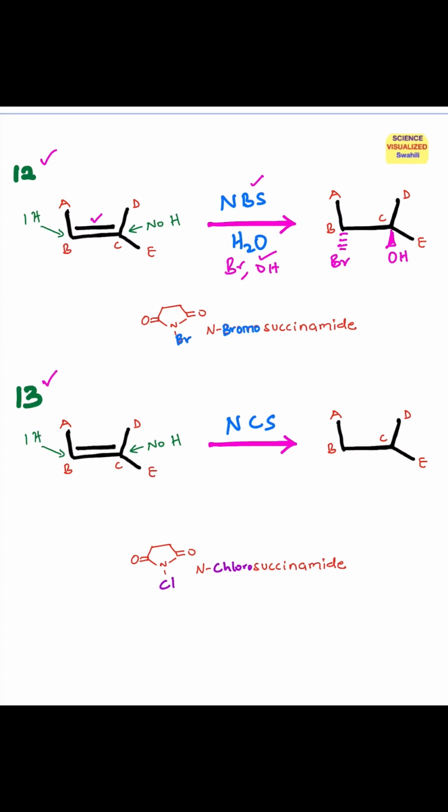Number 13, now we are using NCS. NCS is N-chlorosuccinamide, so NCS. And that basically gives that chlorine, so it reacts like a Cl2, and basically you end up adding Cl and Cl across the double bond in anti-fashion. And the double bond carbons we know are carbon B and C, so you end up with one chlorine coming out and the other chlorine going in.